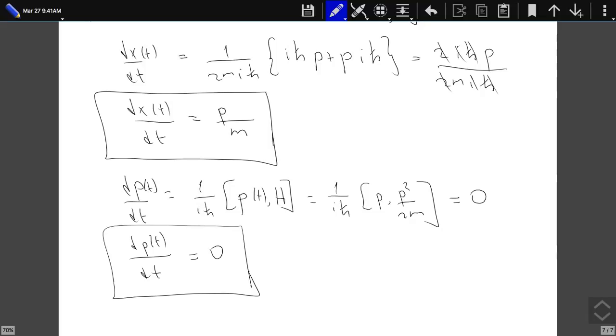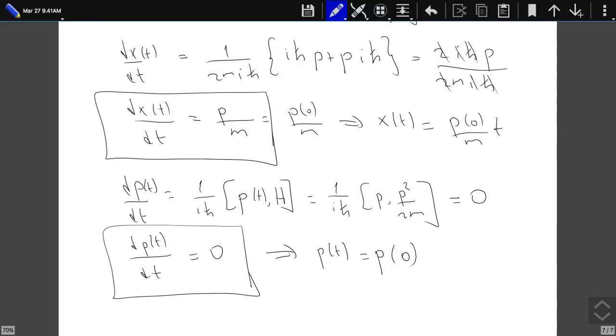Well, we can solve these operator differential equations. This just tells me that p of t is nothing but p at time 0. So dx by dt is equal to p at time 0 over m. So this tells me that x of t is equal to p0 over m times t plus x at 0.